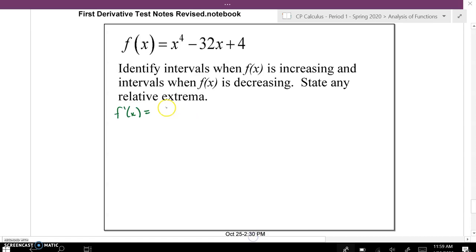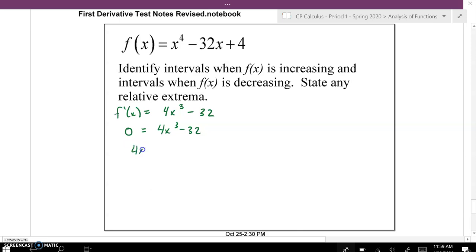Actually, I take the derivative. So 4x cubed minus 32. All right, and then I know critical values happen where the slope is equal to 0. Okay, slope of the tangent line is equal to 0. So I set that equal to 0. All right, and then I solve.